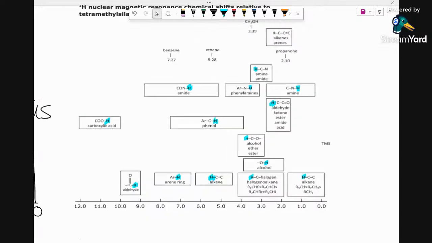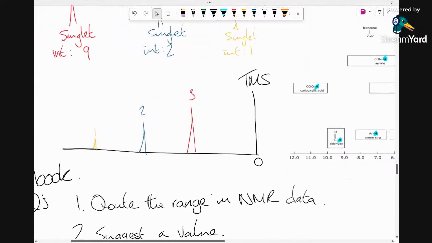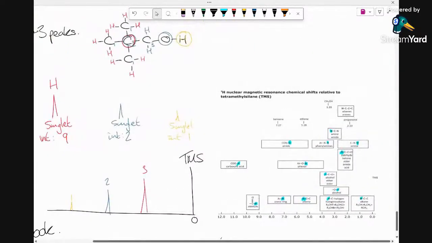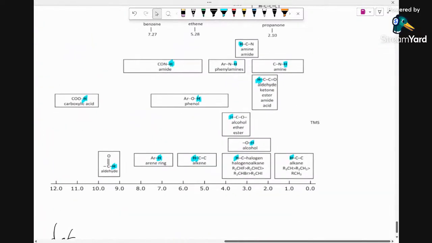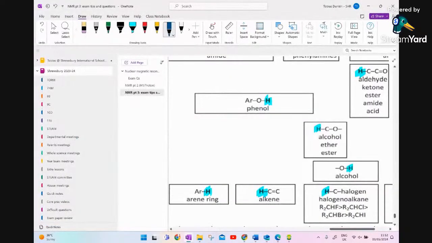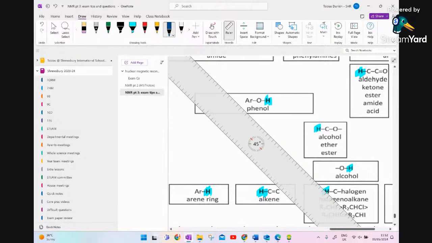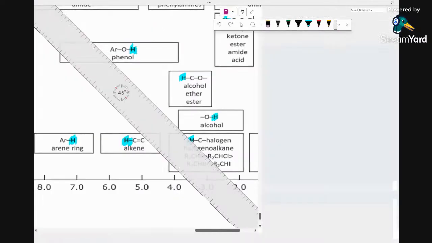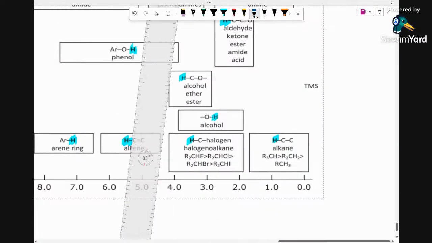Cool. So let's now try and pick up some of these. Let's stick with the yellow. The yellow was an alcohol group. So if they ask me to quote the range of the OH alcohol here, I'm going to pull out a ruler. And you need a ruler in your exam. Please, please, please. You need a ruler. It's really important for NMR, and it's really for these questions.